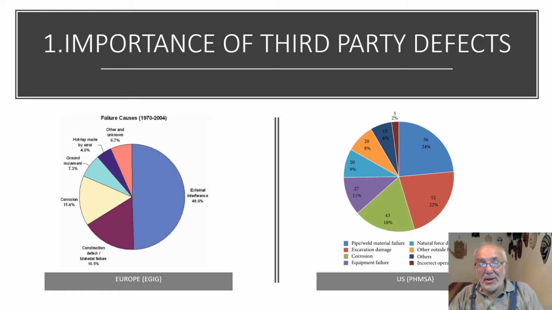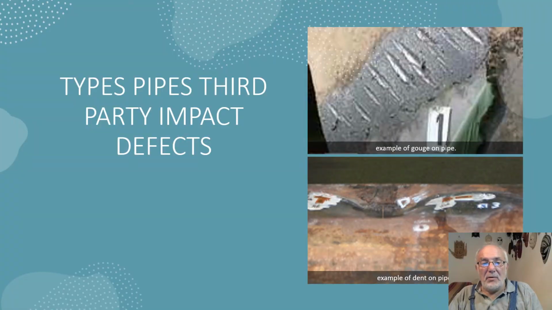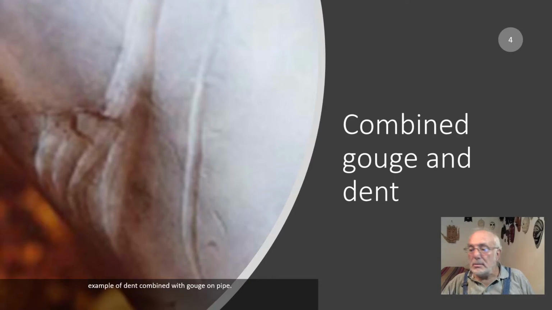In Europe, external interference is about 50%. In the US, it is only 22%. This difference is due to the urban density, which is more important in Europe. Third-party impact defects are different, like GOUGE or DENT. This is an example of a combined GOUGE and DENT defect.